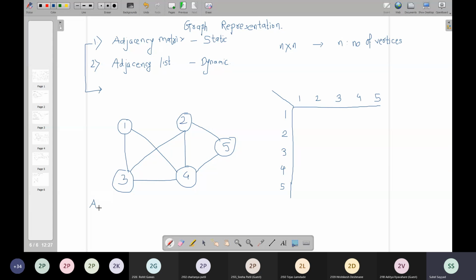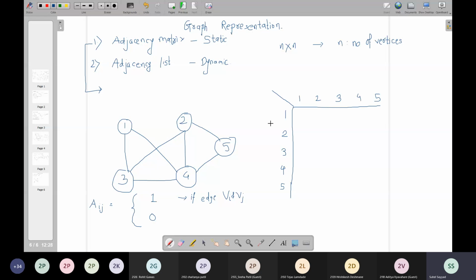Now any value in this matrix, that is Aij, will be either 1 or 0. I'll be having values here in the form of 1 and 0. I'll have the value 1 if there is an edge between vertex Vi and Vj, then only Aij will hold 1.